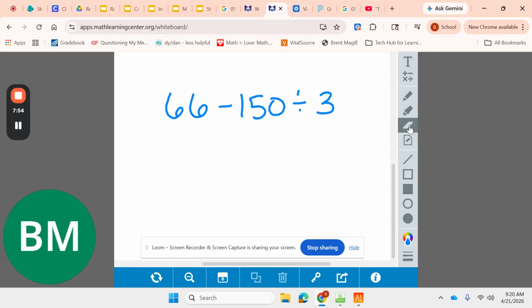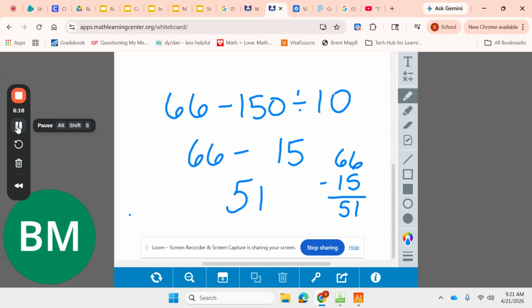All right, go ahead and try to solve this one. Oops, actually, I'm going to change it a little bit. My bad. Let's change it to this. I think this will be better. 66 subtract 150 divided by 10. Go ahead and try that one now. I'll pause the video, or you'll pause the video, and then you can get started.